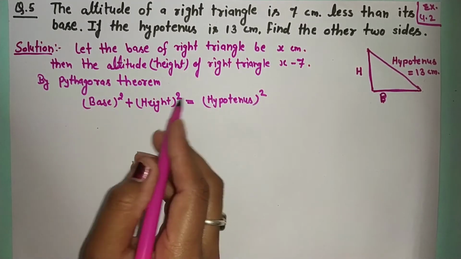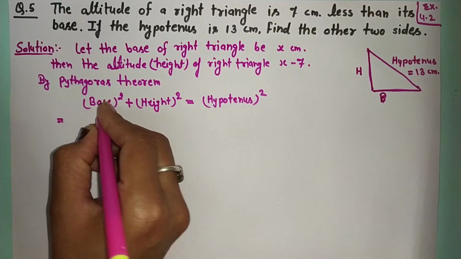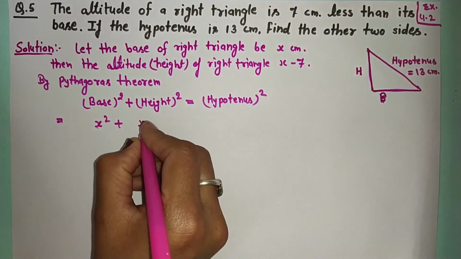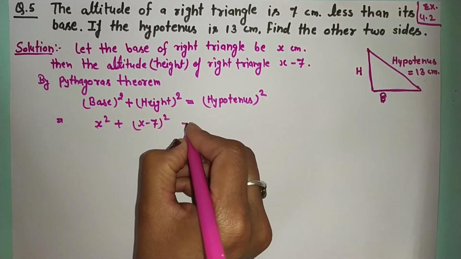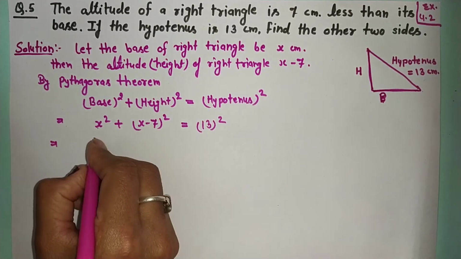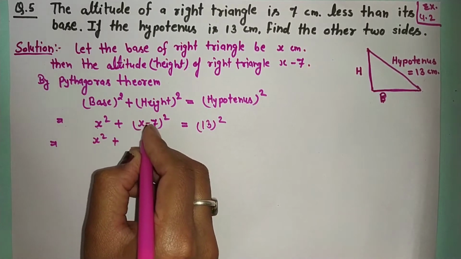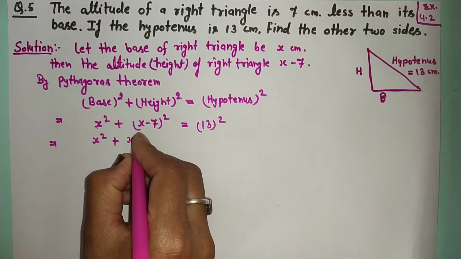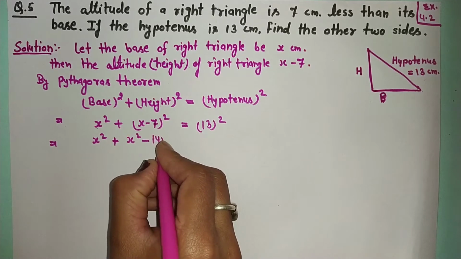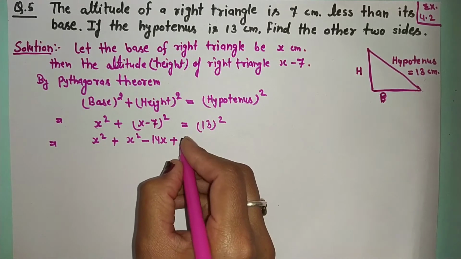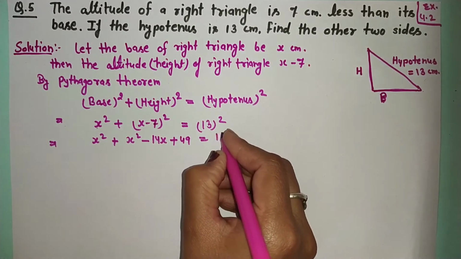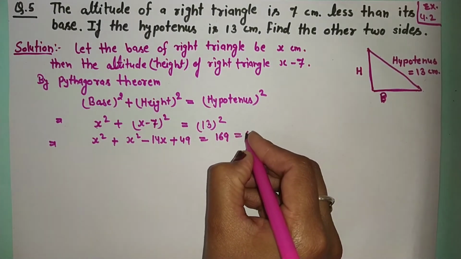By putting the value of base and height, we get: base is x centimeter, so x square plus height, which is x minus 7 centimeter, whole square, is equal to the hypotenuse, 13 centimeter, square. x square plus the whole square of x minus 7, which is x square minus 2 multiply 7, that is 14x, plus 7 squared, that is 49, is equal to 13 square, which is 169.